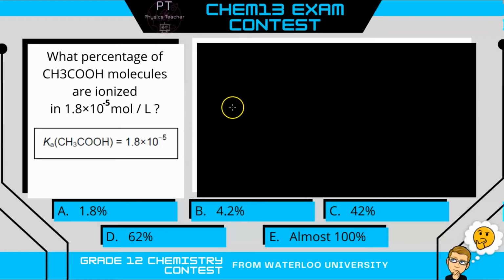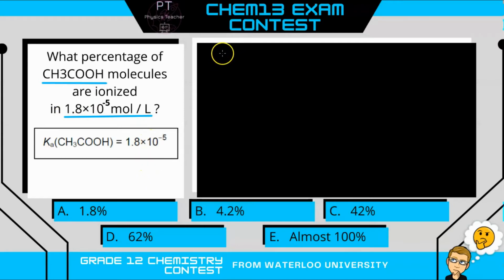Alright, so this question seems like a typical grade 12 chemistry class question where you're trying to figure out how many molecules are ionized in acetic acid. But there is a trick to this question, and that is in the molarity of acetic acid. It's extremely small. So let's see where that's going to lead us.